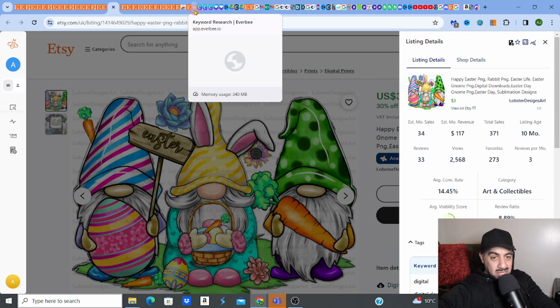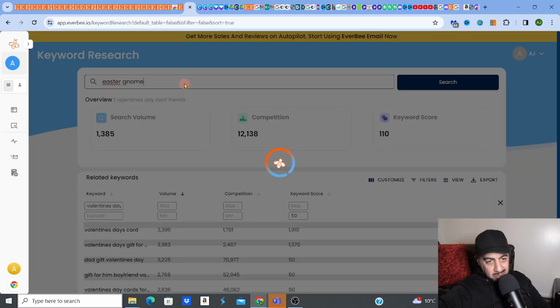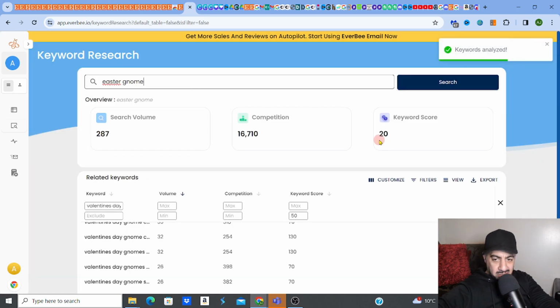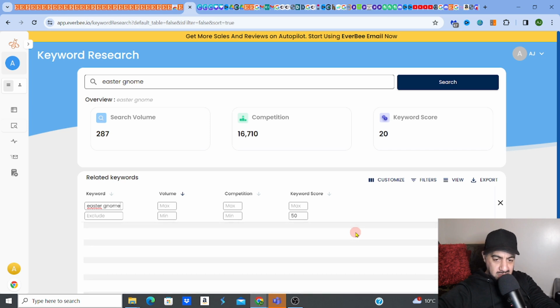And then what I would do is I start going in deeper. I'll go to EverBee and go to keyword research. And what I'll do is I might type in something like Easter gnome, right? Easter gnome, obviously. I would maybe add a PNG, but what I'll do is I'll do Easter gnome. And then you're gonna get a decent keyword score. So if I was gonna try and search something around that, I'll do Easter gnome as my keyword, right? So what you'll see is it's gonna give me other related words to Easter gnome.